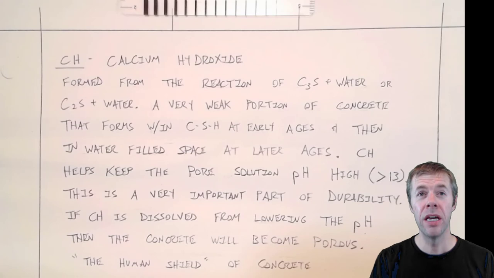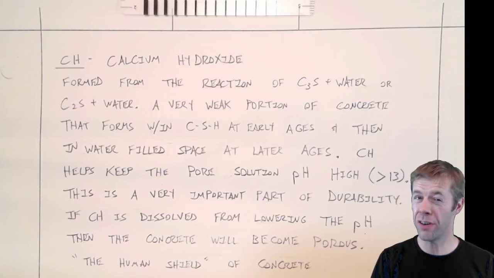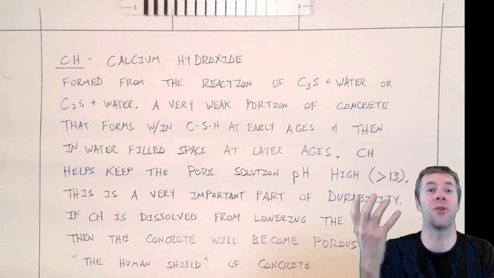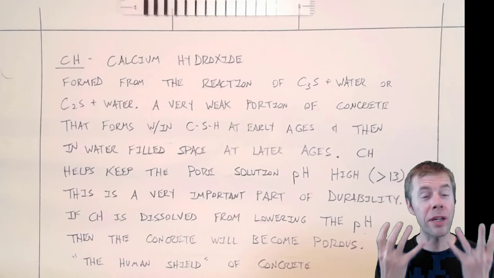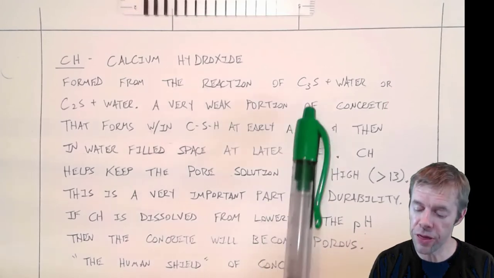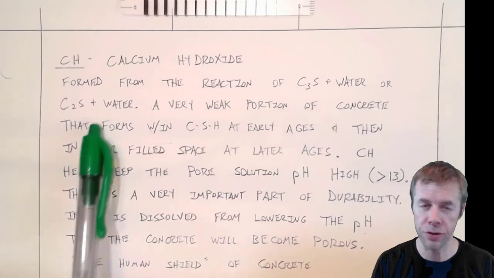The next compound is calcium hydroxide. Very, very important compound. You know, people would ask me, what's my favorite compound? And I don't know if I could answer. It's like they're all so amazing, right? Well, calcium hydroxide, it is formed from the reaction of C3S and water or C2S and water.